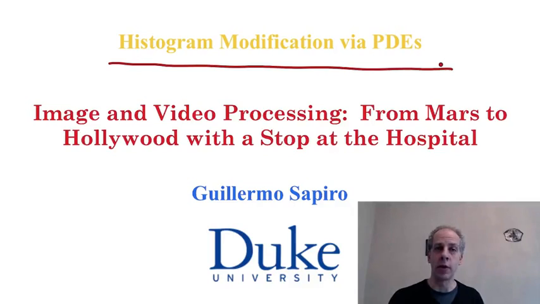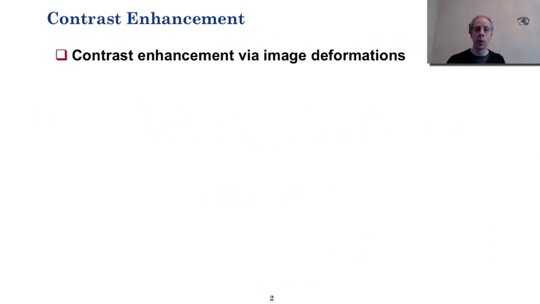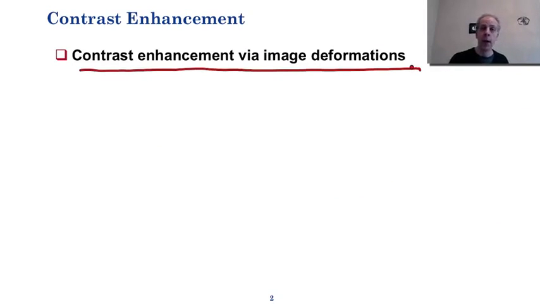We know how to do histogram modification. We have learned that a few weeks ago. Now I'm going to show you how to do that with partial differential equations. The basic idea is, as we always do with partial differential equations, we want to deform the image towards a certain goal. In particular, now we want to change the contrast. We want to deform the image in such a way that improves the contrast.